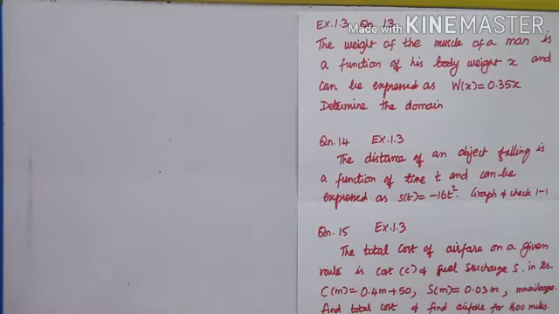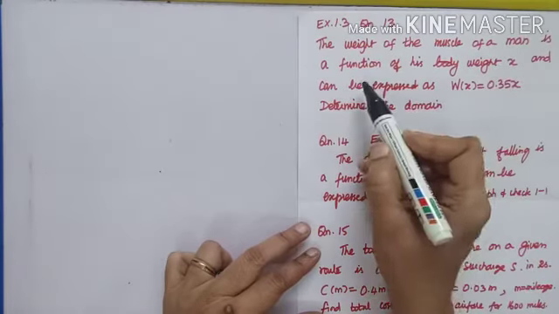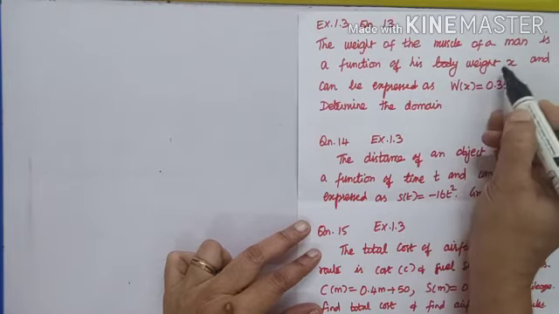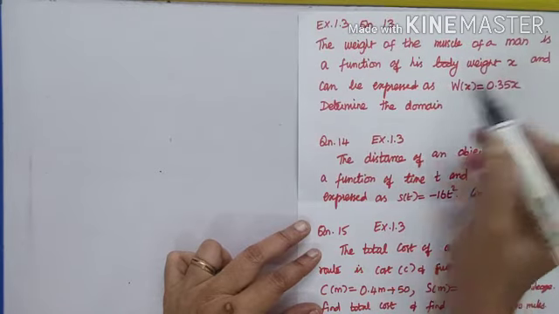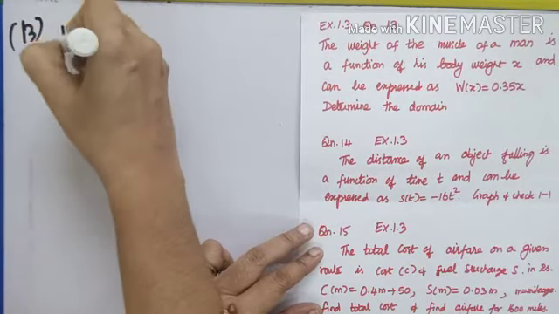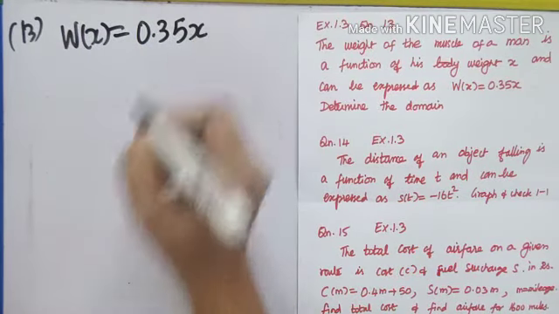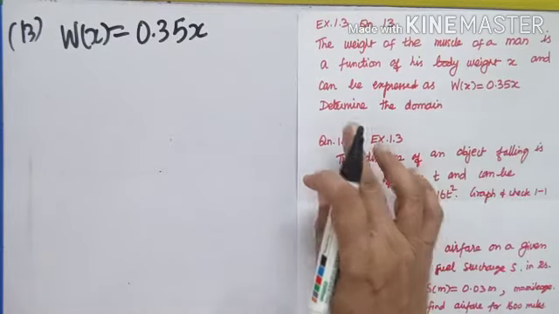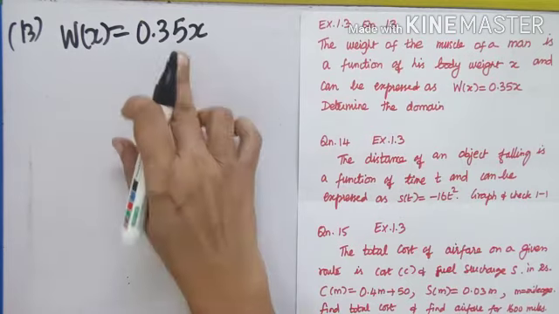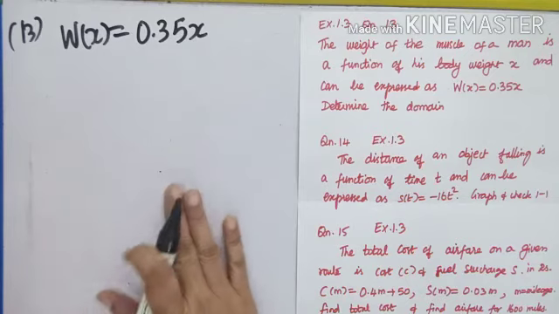Exercise 1.3, question number 13. Weight of the muscle of a man is a function of his body weight x. Body weight is given as x and can be expressed as W of x equals 0.35x. The question is determine the domain. So when I say determine the domain, there is no square root to check positive. There is no denominator also.